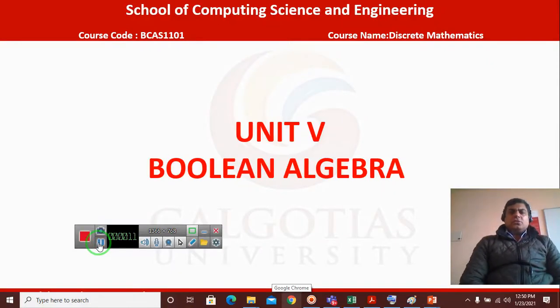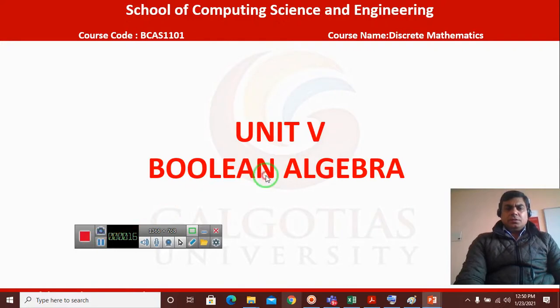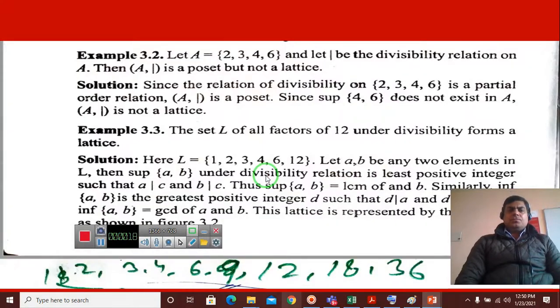This is the fourth lecture of unit 5, Boolean algebra. In the previous lecture, we discussed the definition of a lattice. A lattice is basically a partially ordered set.